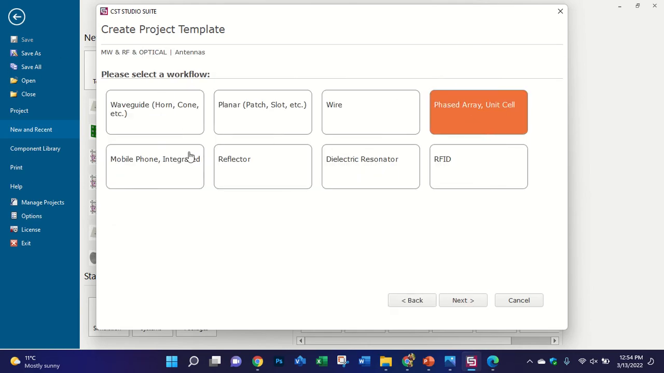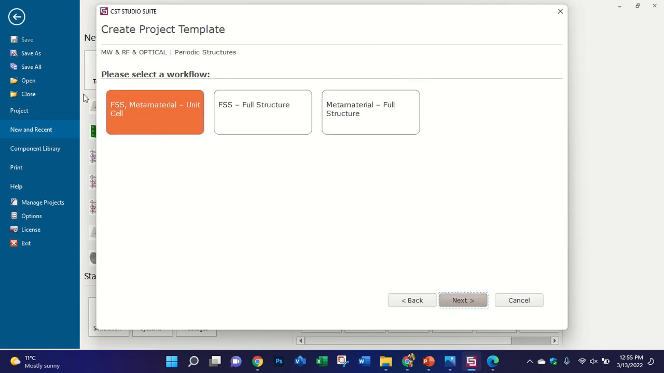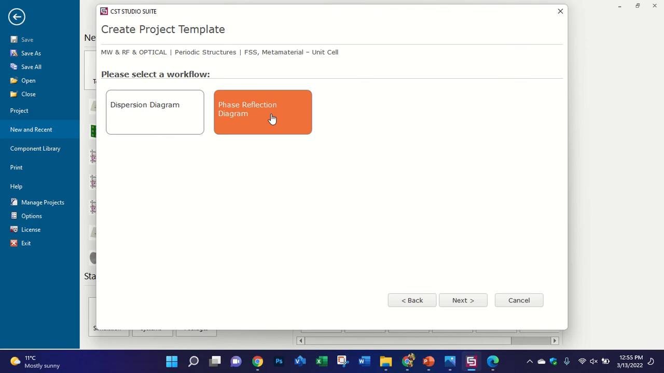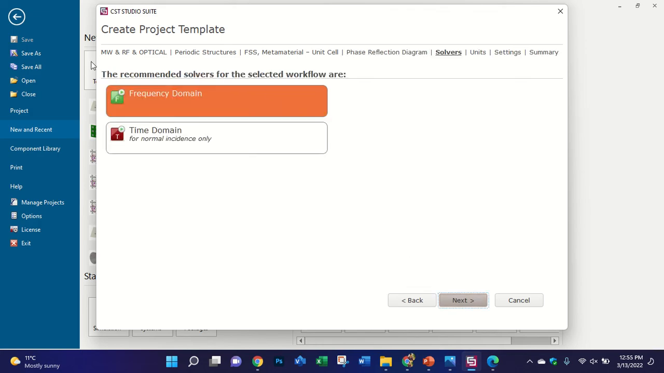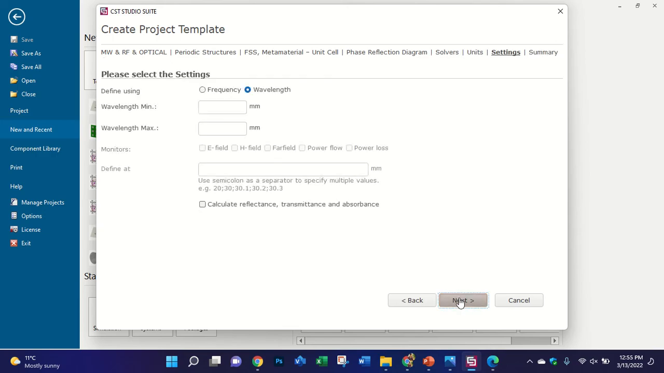And for the other, you can also go to these periodic structures. You have FSS, metamaterial, in this you can design this one. So you just need to follow these steps. You need to select this first one, go to the next, and select this one, phase reflection diagram, click on the next, and you need frequency domain. Here you need to select the frequency band, like 0 to 17.